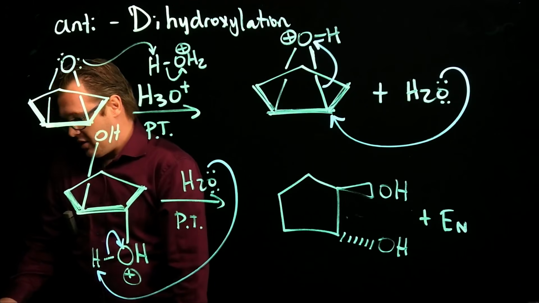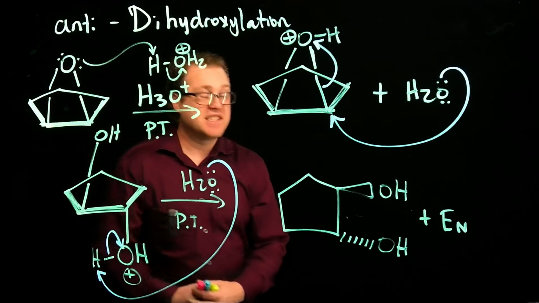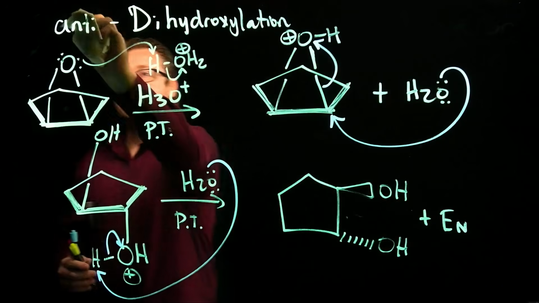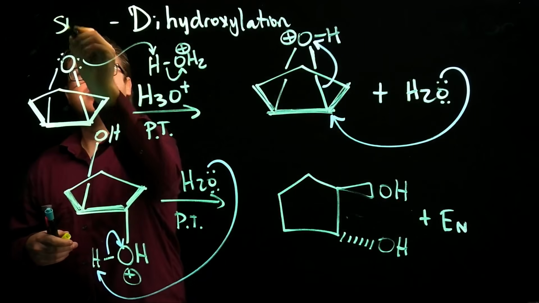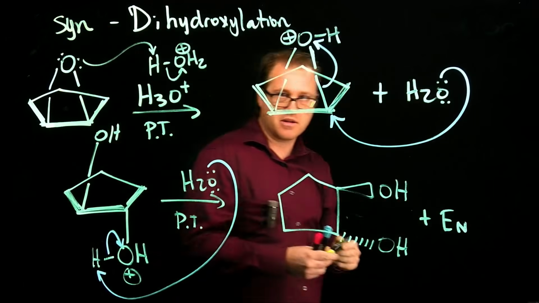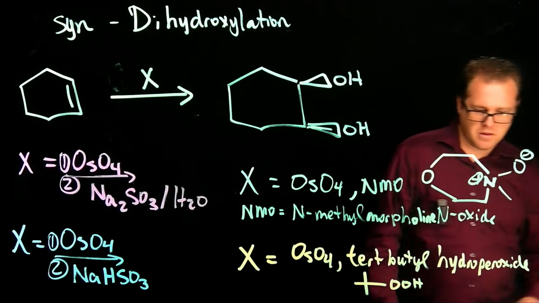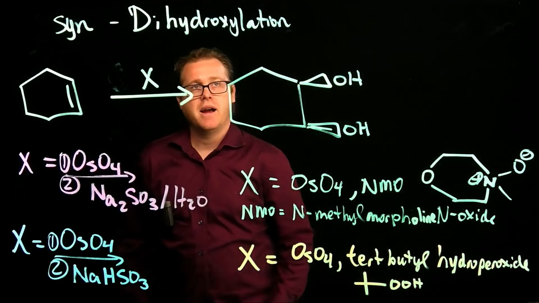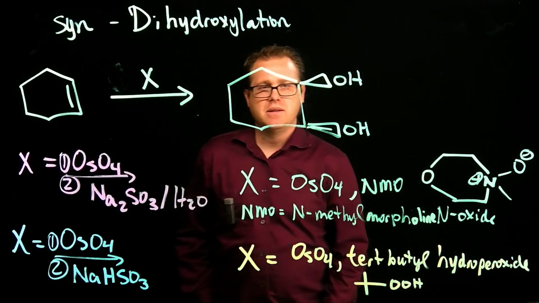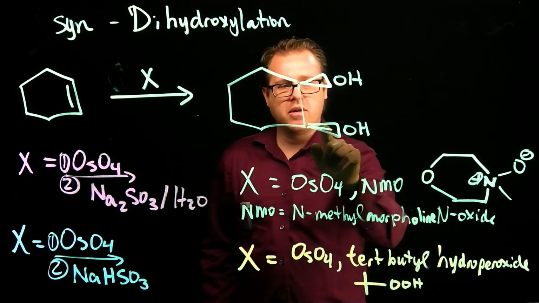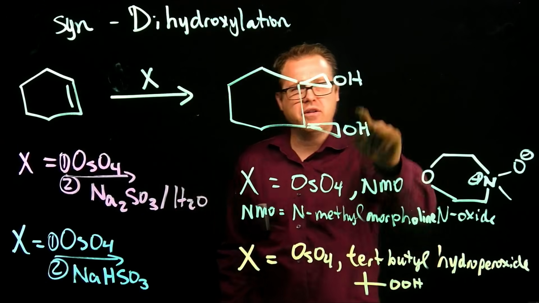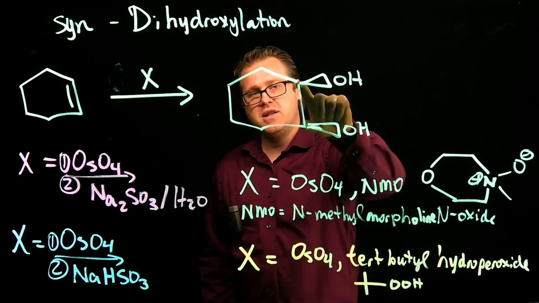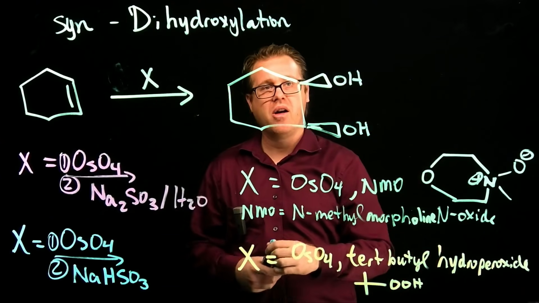Now let's take a look at syn dihydroxylation. So here's a syn dihydroxylation. Now, one thing that we need to remember that I may have said, but I can't recall if I've done that: whenever you have two alcohols on adjacent carbons like this, we call that a diol.